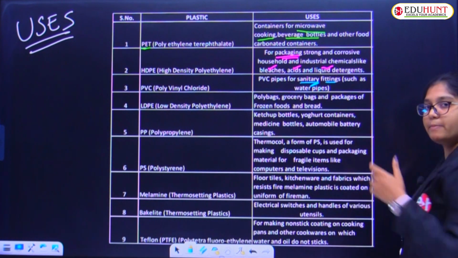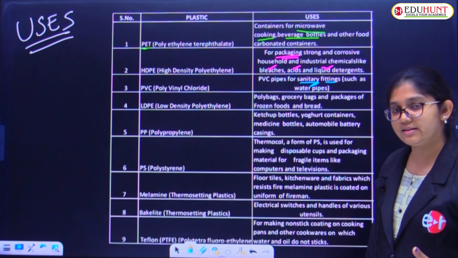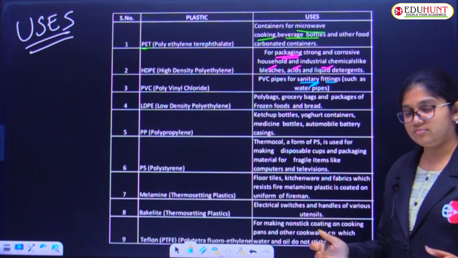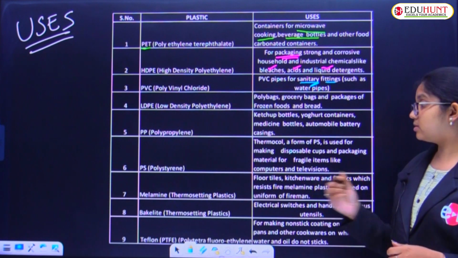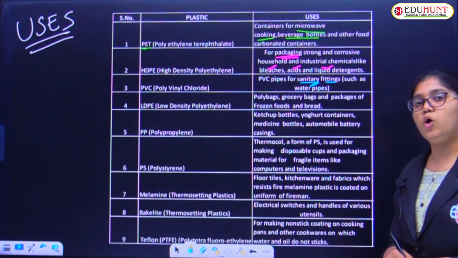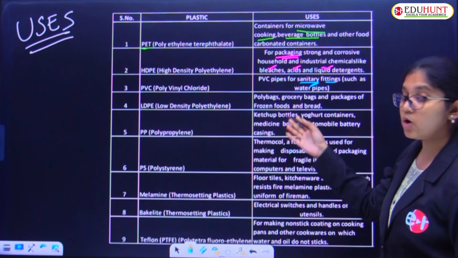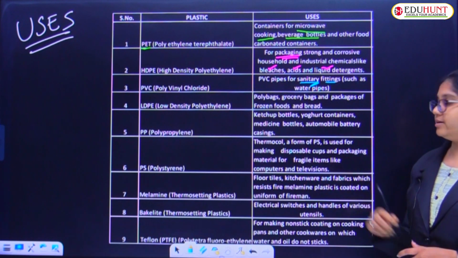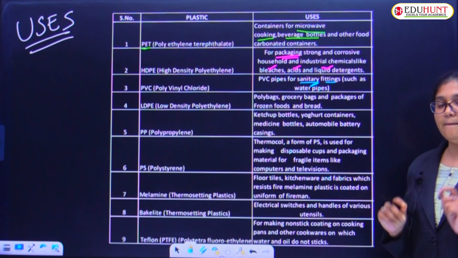And also bread packaging. Bread is packed in a thin cover, that particular transparent plastic, which is known as LDPE, low density polyethylene. Grocery bags, poly bags and also packages of frozen fruits, and bread is all packed in low density polyethylene.